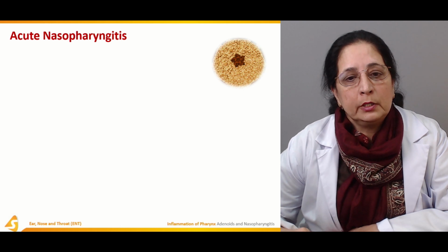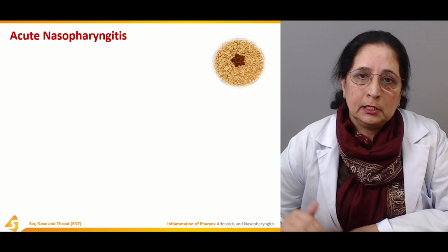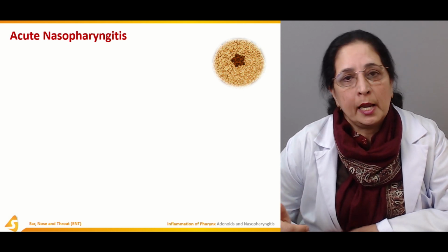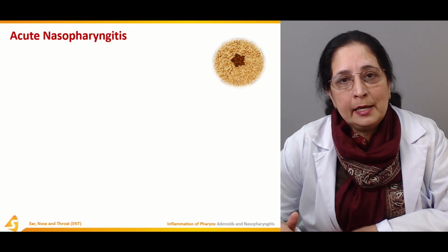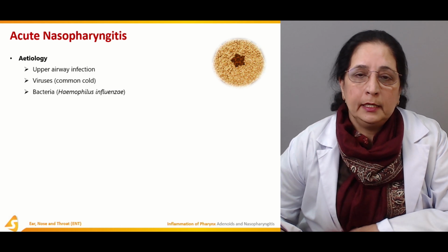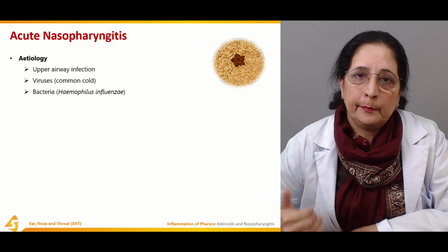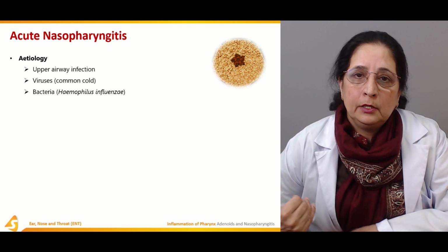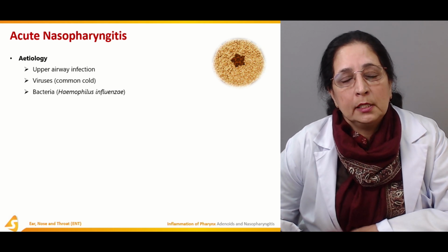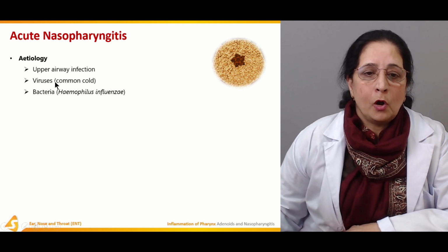Next is acute nasopharyngitis. Acute nasopharyngitis is short-term, short-duration inflammation of the nose and the pharynx. The cause is upper airway infection. If there is infection in the upper airway, in the nostrils, nasal cavity, that can cause nasopharyngitis. Then we have the common cold.